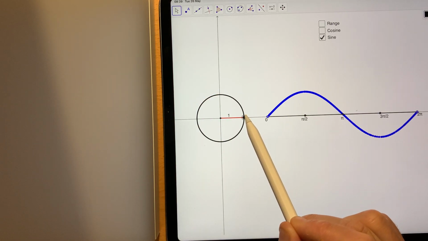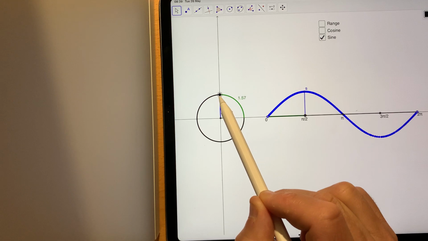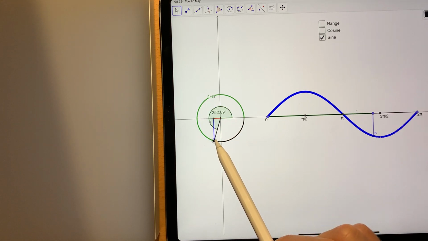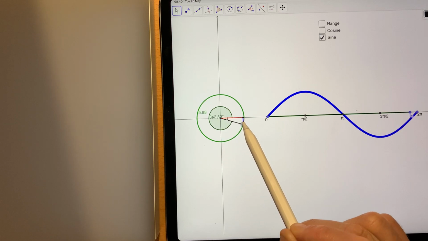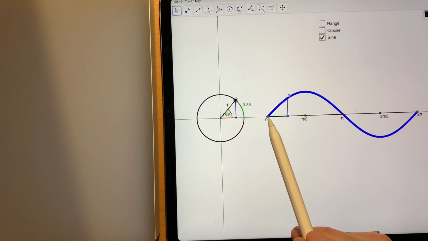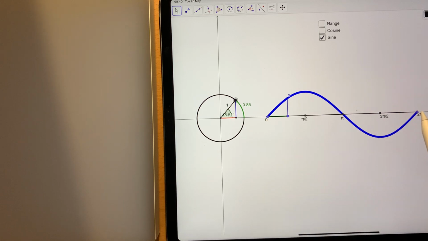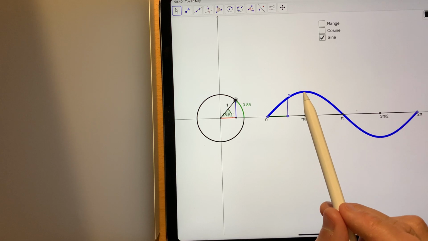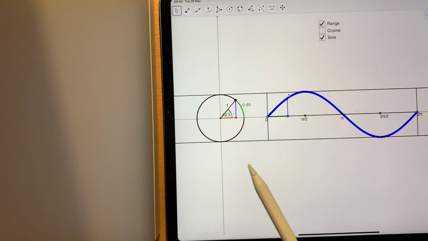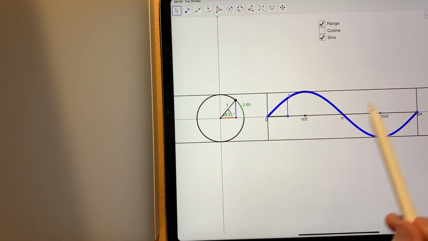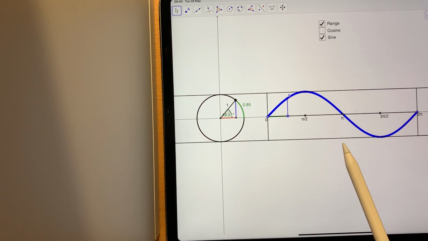Clear? It starts at 0, goes up to 1, goes down to 0, goes even further down to -1, and then it goes up to 0 again. So that will be one period length. One period length is 2 pi, one full rotation, and it is between 1 and -1. You can switch on the range. Radius is 1, so it's between 1 and -1, always.